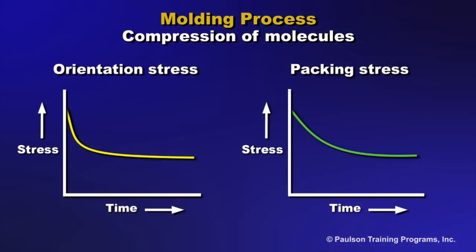Initially, there may be a high degree of internal stress due to packing and molecular orientation. Some of the stress and orientation relaxes as cooling takes place, but some is trapped and retained. This retained orientation and stress affects part shrinkage and strength.